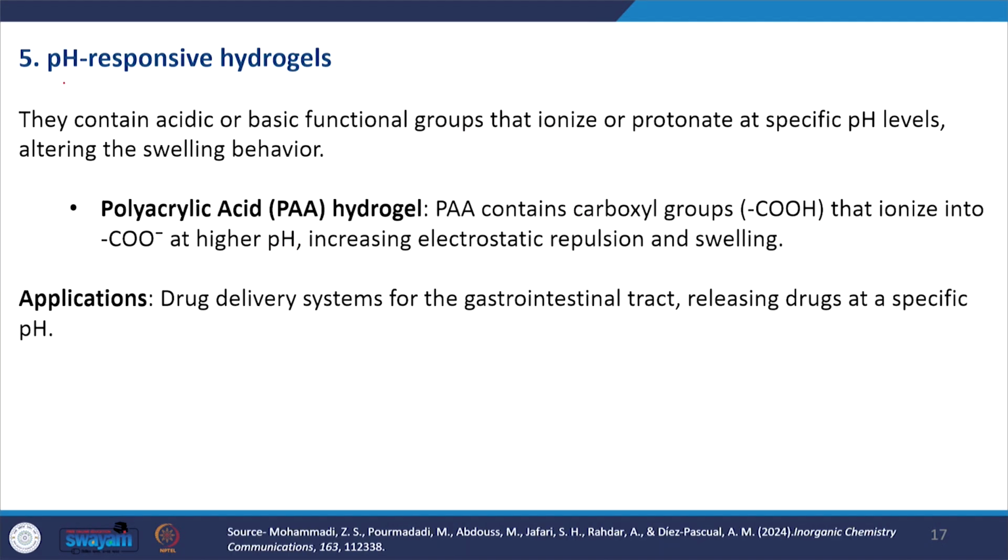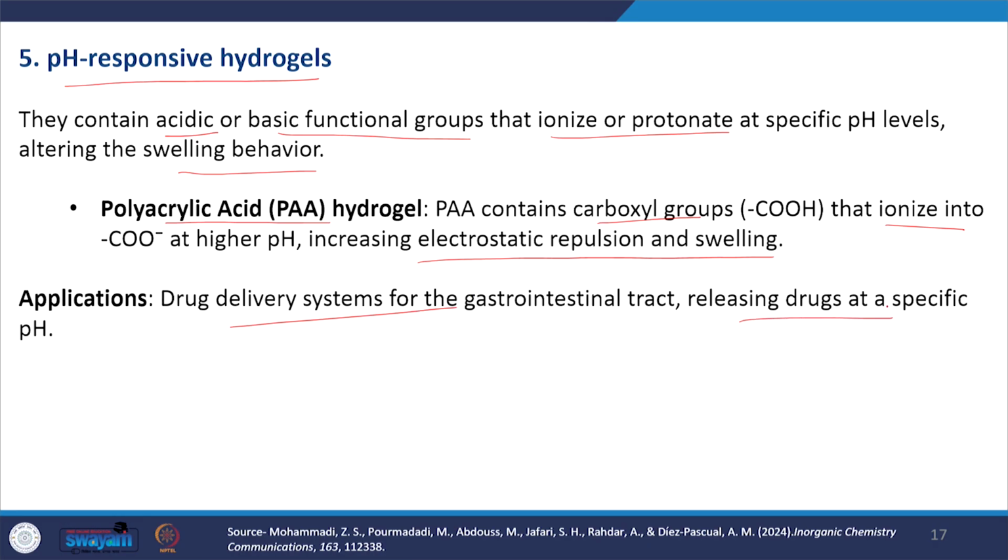The next one is pH responsive hydrogels. They contain acidic or basic functional groups that ionize or protonate at specific pH levels, altering the swelling behavior. An example is polyacrylic acid, PAA, and this PAA contains carboxyl groups that ionize at higher pH, increasing the electrostatic repulsion and swelling. This can be useful for various drug delivery systems, including delivery to the gastrointestinal tract, releasing the drugs at specific pH.